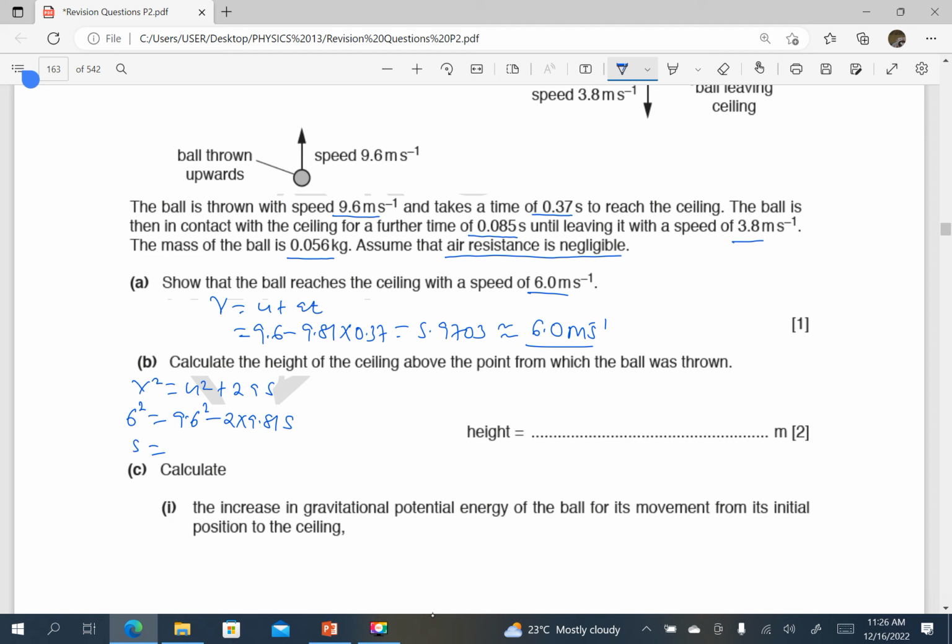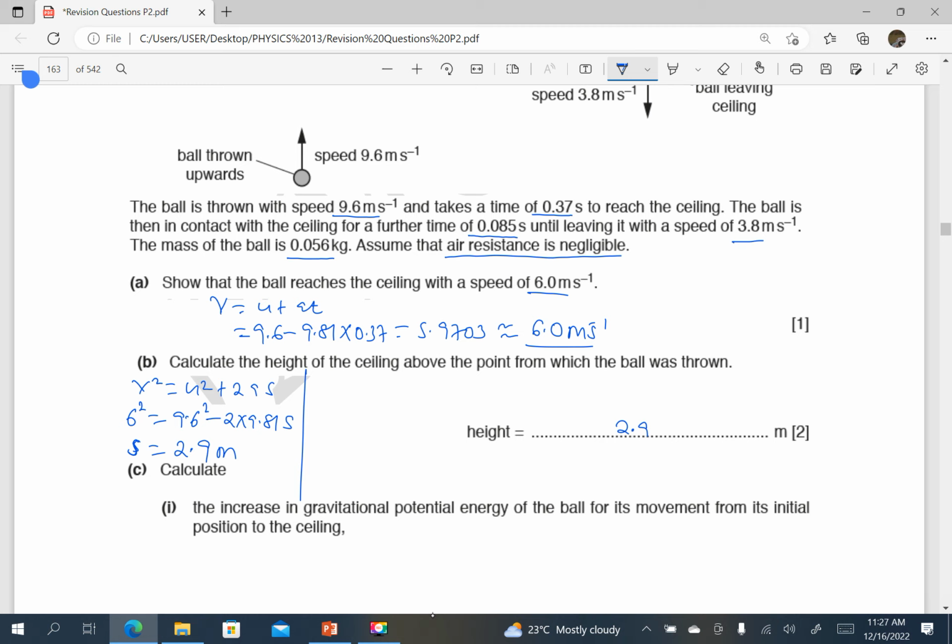So I find s, which is the height: 6 squared minus 9.6 squared, divided by negative 2 times 9.81. So I'm finding s as 2.9 meters to two significant figures. So this is 2.9. So that is method 1.